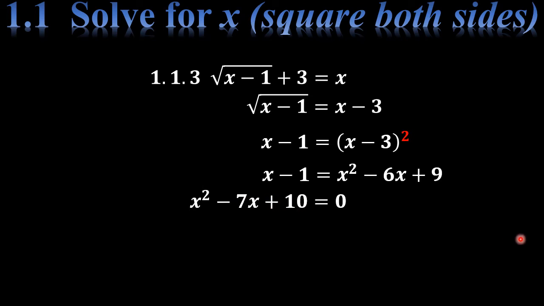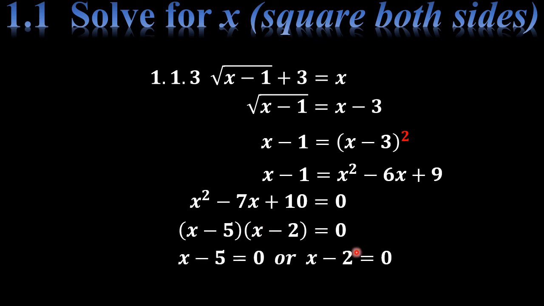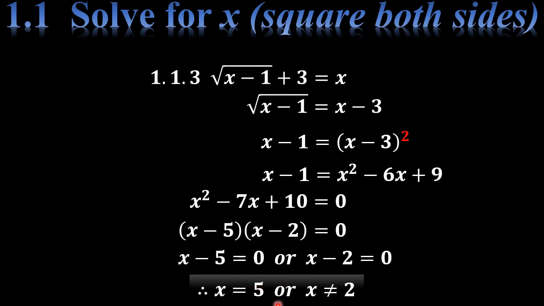I cannot go much into factorization. That is what you did with your teachers. But the factors here will be x minus 5 into x minus 2. Therefore, x minus 5 is equal to 0, or x minus 2 is equal to 0. Therefore, x is equal to 5, or x is not, be careful, this is the tricky part of squaring both sides, x is not equal to 2.